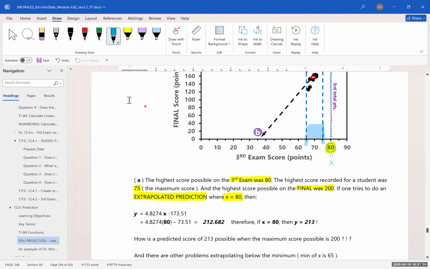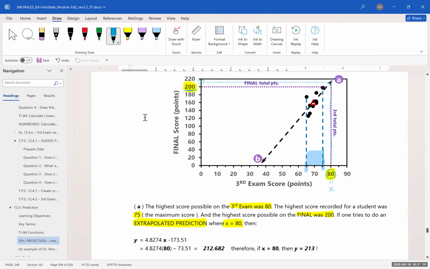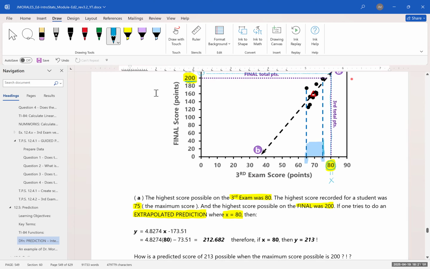All right, but to show that a little bit more explicitly, if we take our line of regression and we plug in 80 for x right here, so here's that 80, and we simplify this expression, we get 212.682, which means that if a student got an 80 on the third exam, then their final score, when you come over here, is going to be 213.